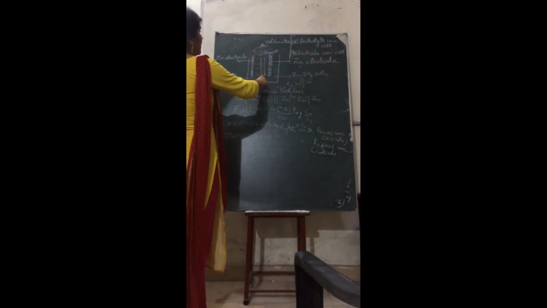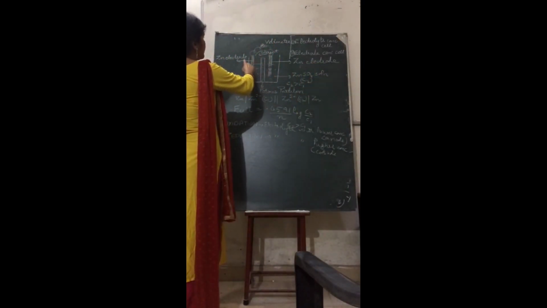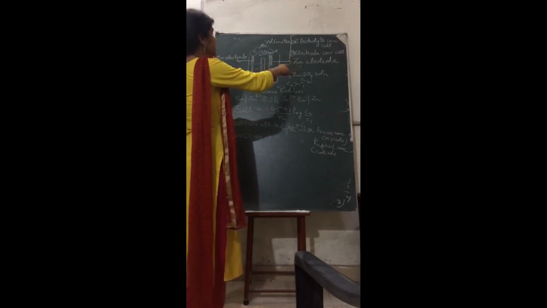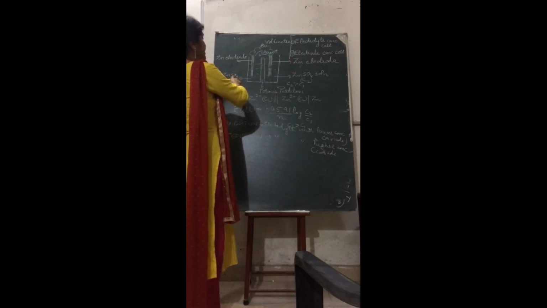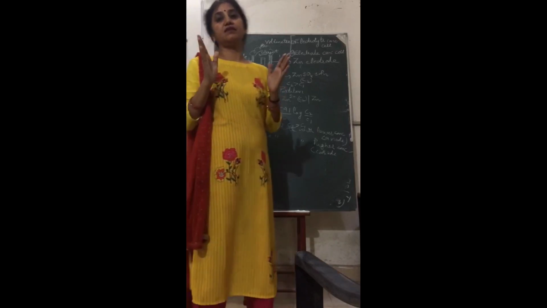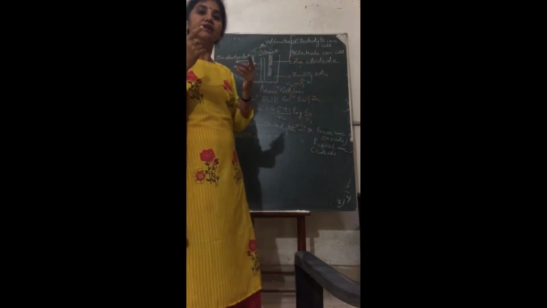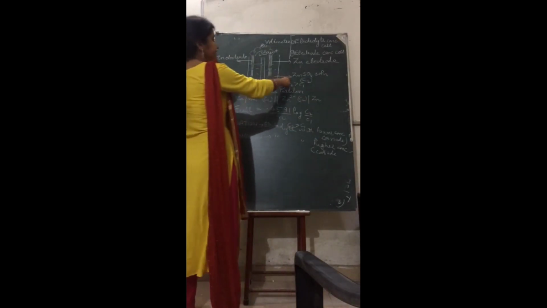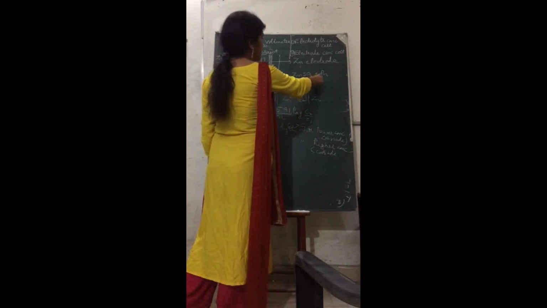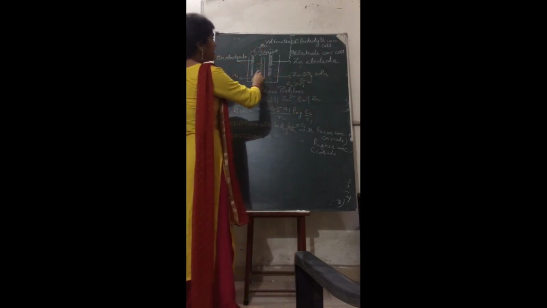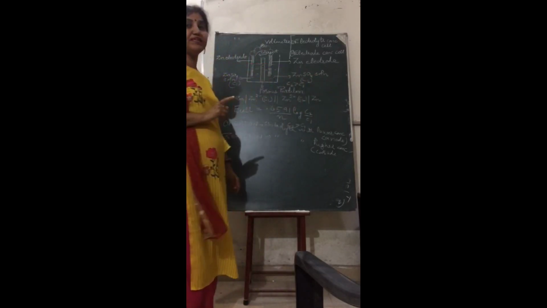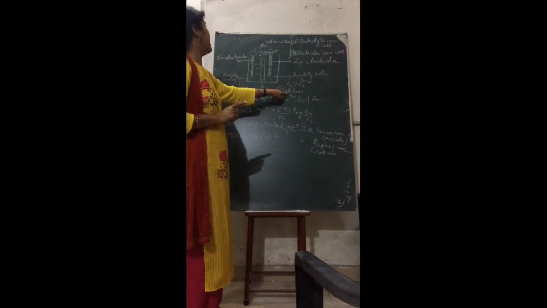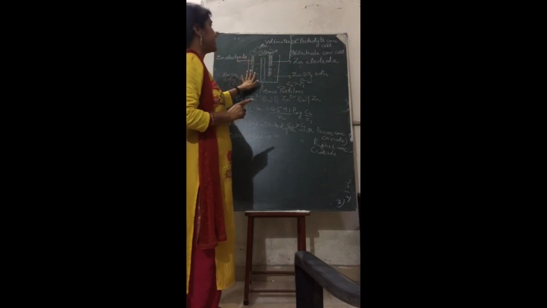In this figure, we have taken two electrodes which are made up of zinc, and these electrodes are being immersed in the same electrolyte, zinc sulfate, but the concentration of zinc sulfate is different. Here the concentration of zinc sulfate is C1 and here the concentration of zinc sulfate solution is C2. Both these electrolytes are separated by a porous partition. Now, this is a concentration cell.